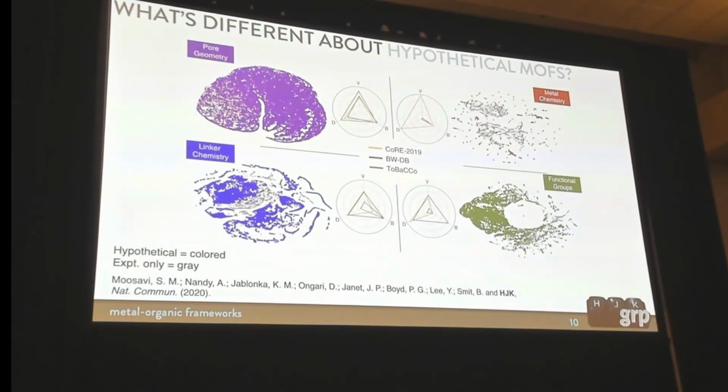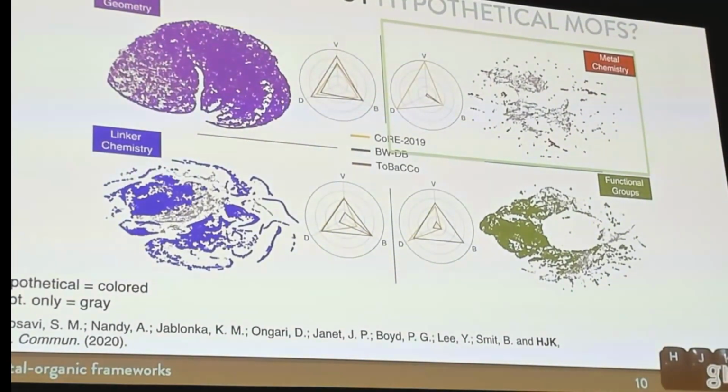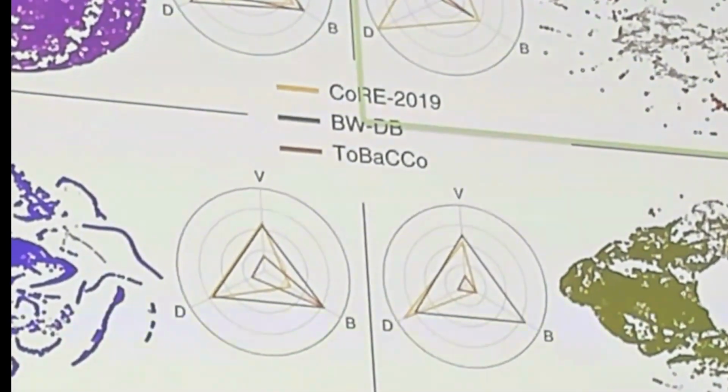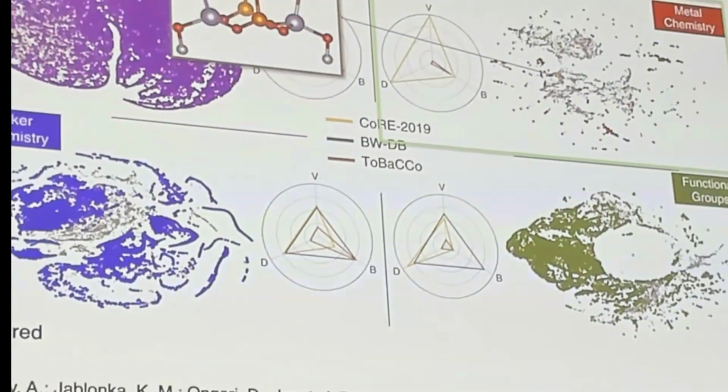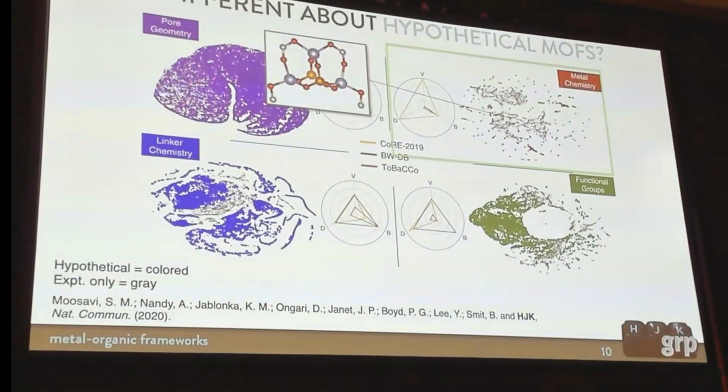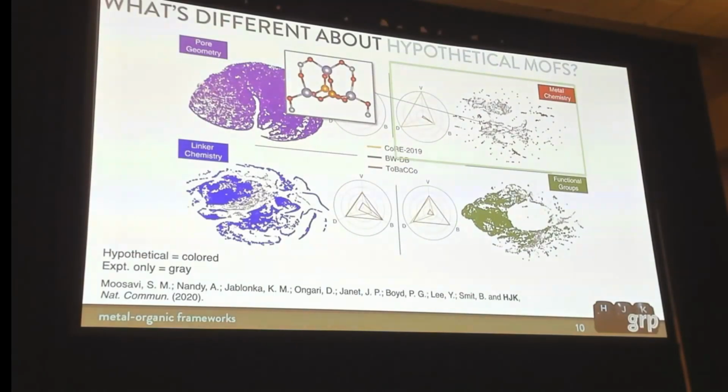So we're going to take a look. We're doing dimensionality reduction on each of these different descriptor sets, looking at the experimental materials and the hypothetical ones. The main thing that should stand out straight away is that metal chemistry is the most severe mismatch between the hypothetical set and the experimental set. There are lots of experimental metal chemistries that have been used that have never made it into the hypothetical set.